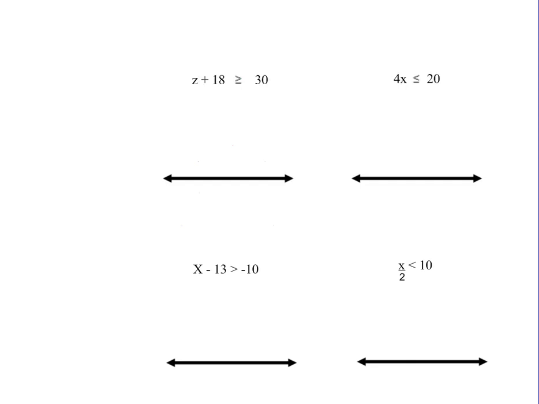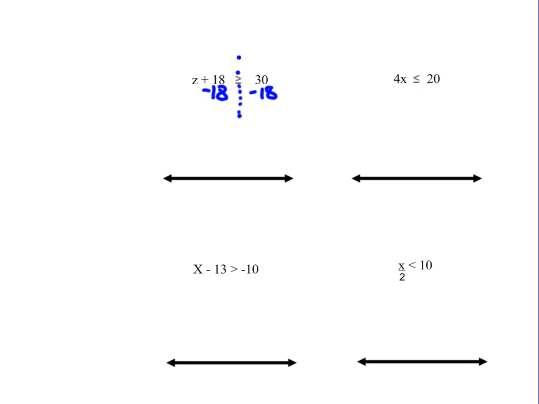If we look at some of these, we're going to solve them just like we would solve an equation. So if I have the inequality z plus 18 is greater than or equal to 30, I'm going to solve this just like I would solve the equation z plus 18 equals 30. Same rules. To undo that 18 and get my variable alone, I'm going to subtract 18. Now what I do on one side, I've got to do on the other side. So we kind of treat it like it's an equal sign.